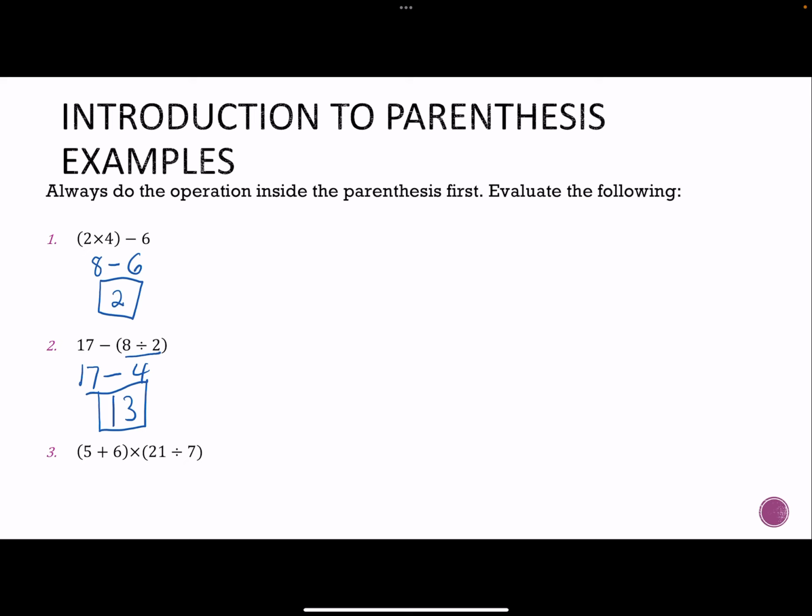Now this third example is interesting because it's got 2 sets of parentheses. We just need to make sure we evaluate both sets of parentheses before multiplying them, of course. So I have 5 plus 6, that's 11, times 21 divided by 7, which is 3. 11 times 3 is 33 for our final answer.